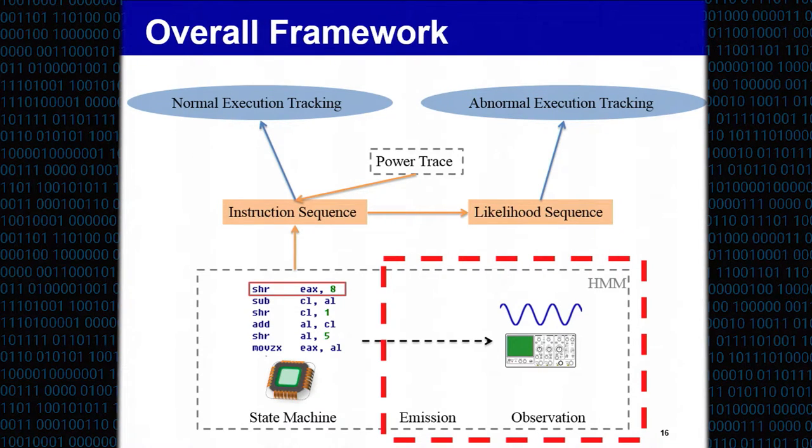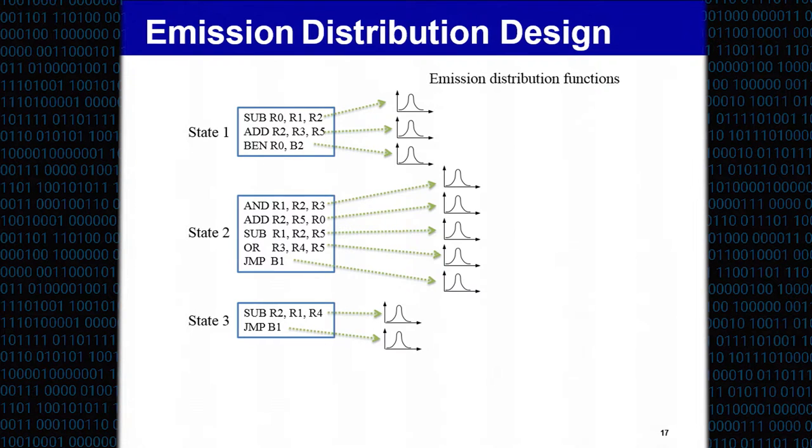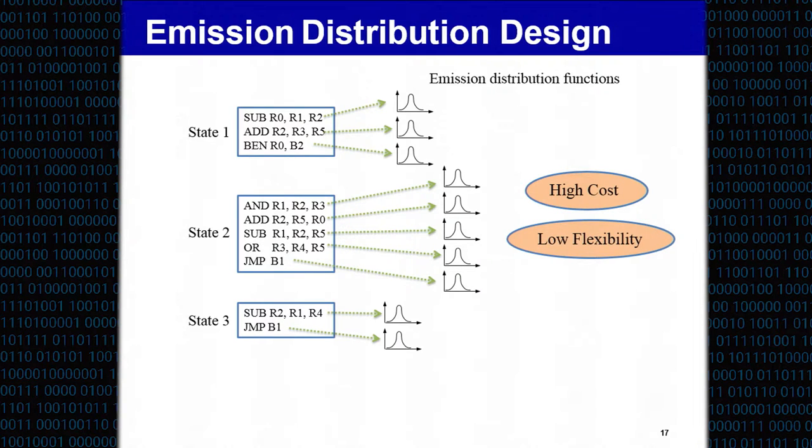Next, let's introduce our emission distribution design and observation symbol design. Because we define the observation symbol for a single instruction, it means we need to assign an emission distribution function for each instruction. However, directly modeling an individual emission distribution function for each instruction has several drawbacks. First, it has high cost due to the large instruction count. It also has low flexibility, because if the target program is changed, we need to rebuild the emission distribution function.